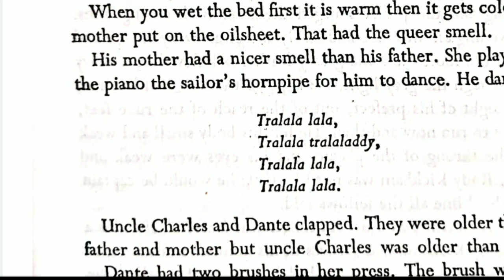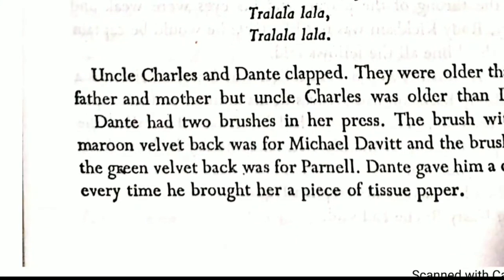And look at the way the song is written, tra la la la, tra la la la, tra la la lala. So very musical. We can see the musicality through these words. So that is the importance of James Joyce's work. Uncle Charles and Dante clapped. So all the important characters also come in the first chapter itself.